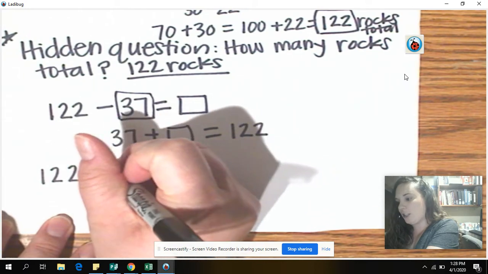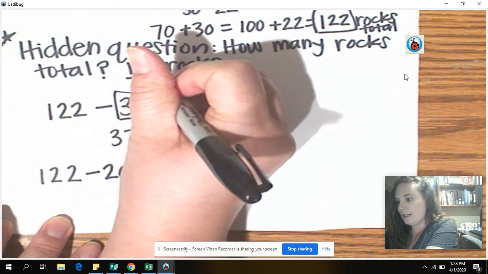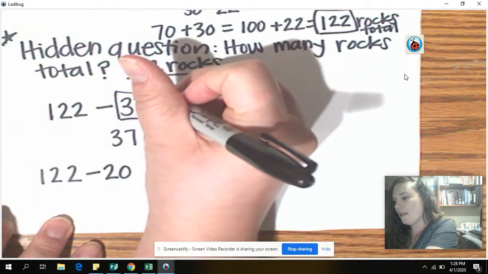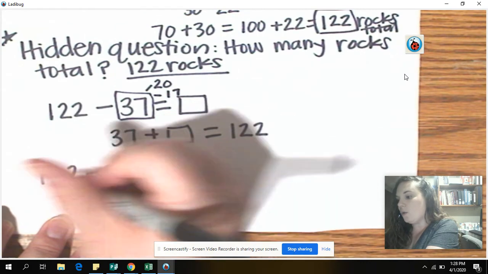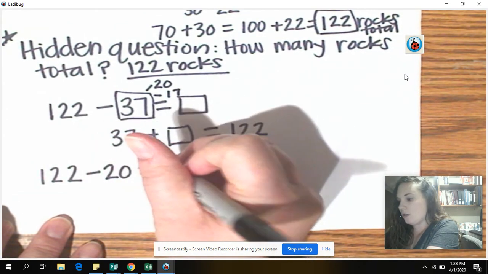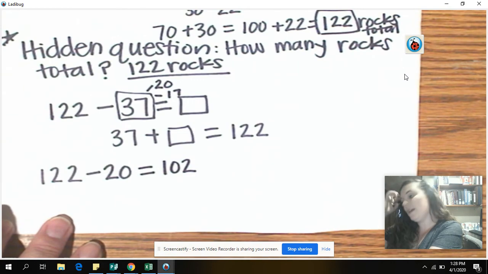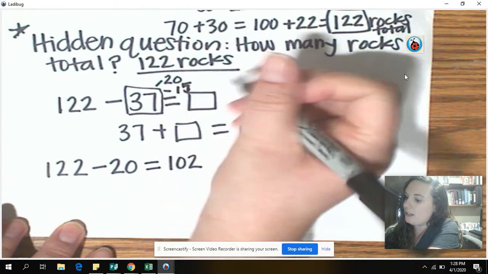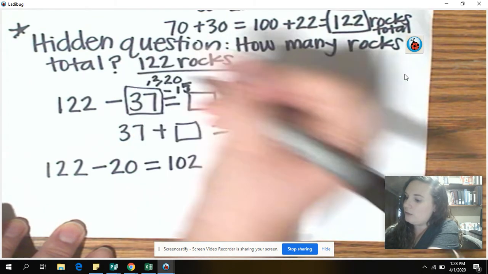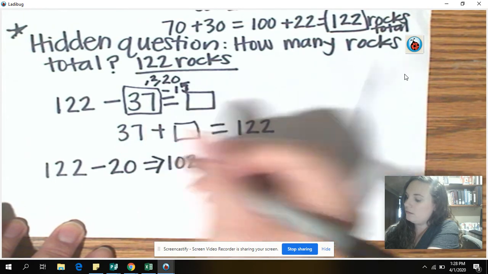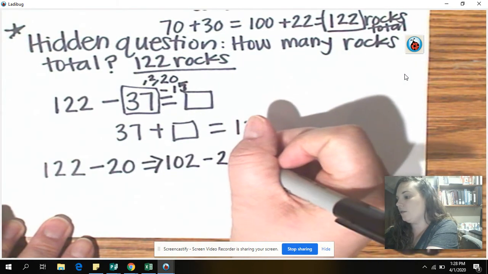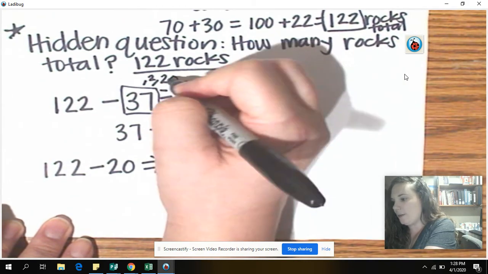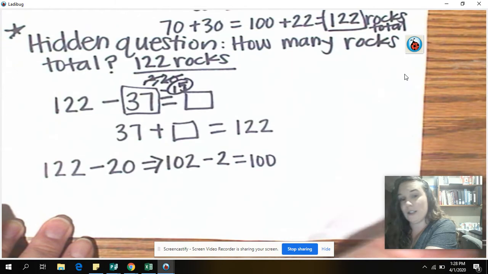So I'm going to subtract 20. So I decompose this into 20. And what's the other number I decompose it into? 17. Okay, so we have 122 minus 20 equals 102. Now, actually, I think I want to decompose this into 15 and 2. So I can take this 2 away. So now I have 102 minus 2, which will get me to a friendly number of 100. So I've done my 20 and I've done my 2. So now I just have to subtract that 15.